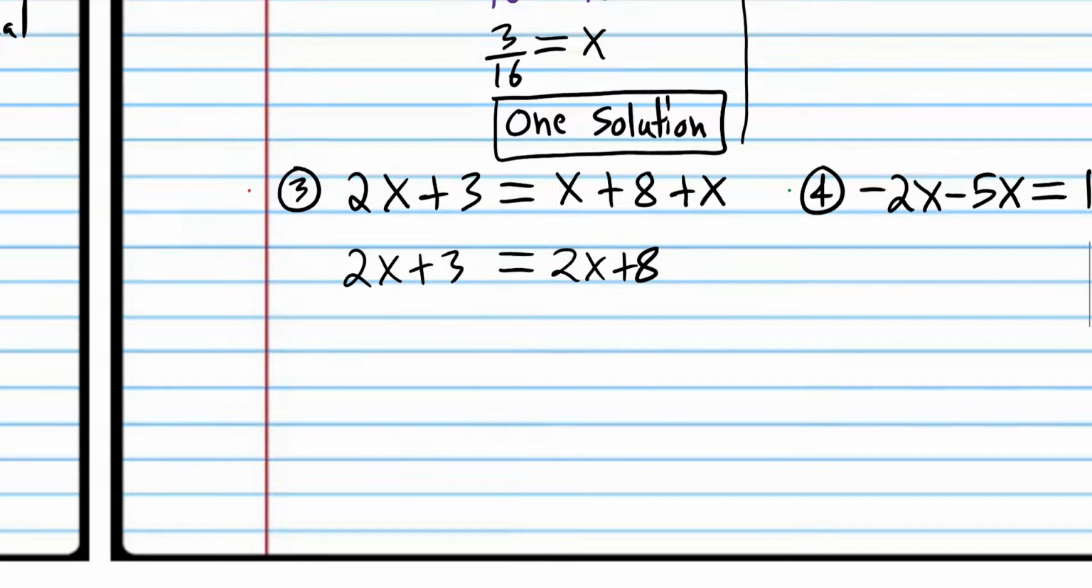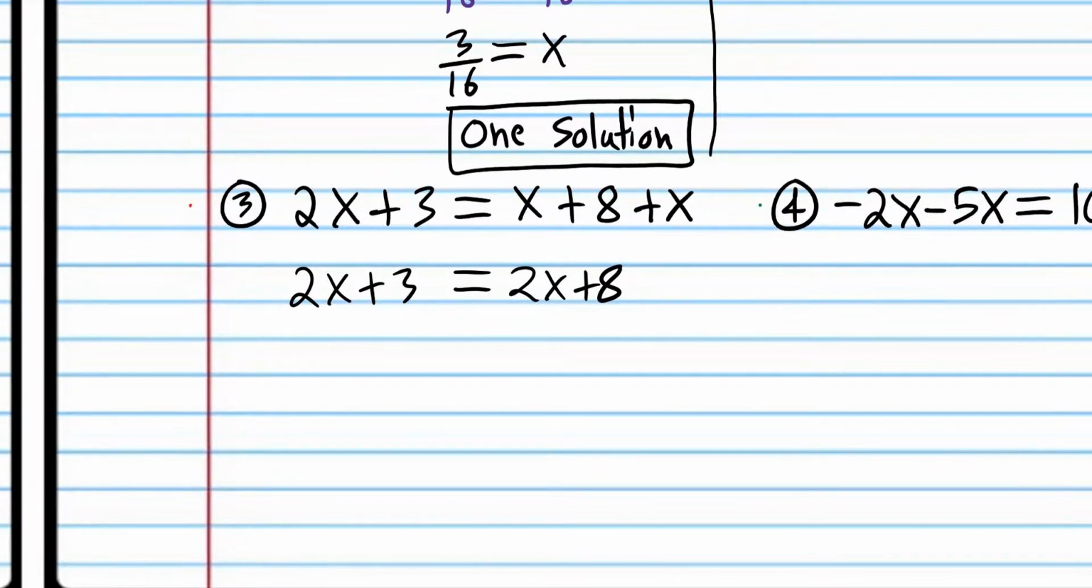And now something very strange is going to happen, something that hasn't happened so far in my courses. I'm going to try to get the 2x on this side. So I'm going to subtract 2x from both sides. But when I do that, notice that something weird happens. The x's just cancel out. They disappear.